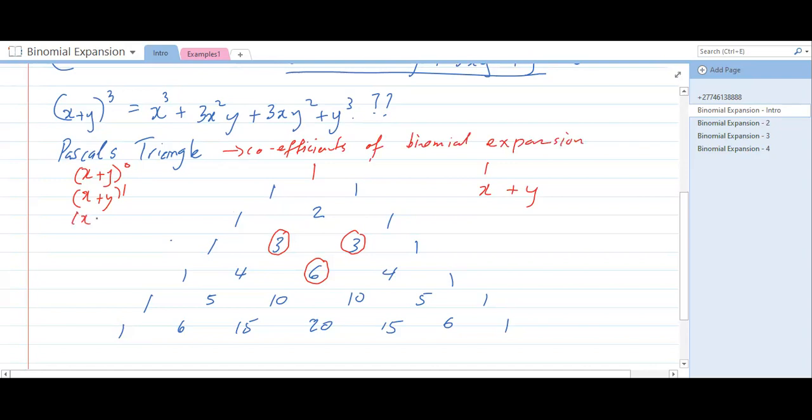Now, let us look at 1 2 1. So if I write x plus y all squared, I'm looking at the third row, so 1 2 1. So what I can say is this is x squared plus... can you see the first number? Look at these coefficients, it is 1x squared plus 2xy plus y squared. That's what we said, coefficients of binomial expansion, right? In Pascal's triangle, we get coefficients of binomial expansion. So 1x squared plus 2xy plus 1y squared. In other words, x squared plus 2xy plus y squared.